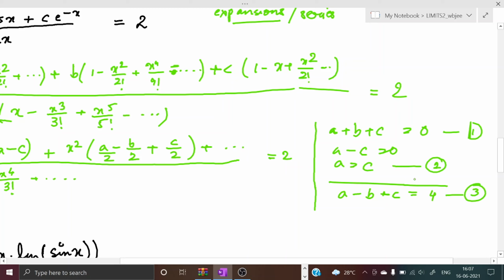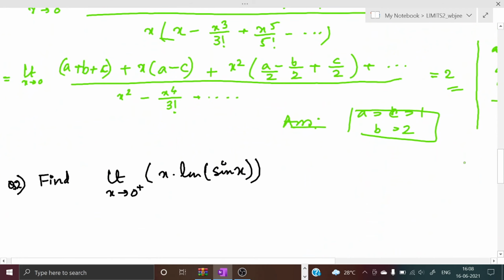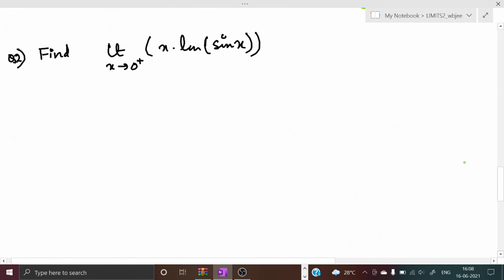Right. So that is the main concept, that the lowest power of x should be x square in the numerator for the limit to exist, and not only exist, it is also finite. A finite number 2 is given. Okay, fine. So we've done that question.